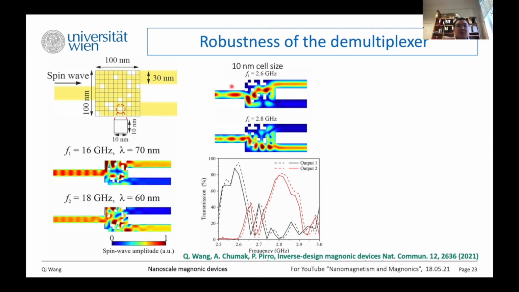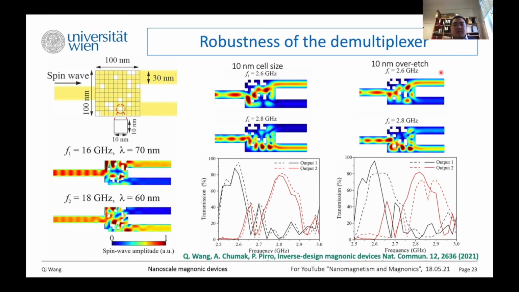In the simulation, we chose a 20 nanometer cell size, but we also checked smaller cell sizes, which work perfectly too. And in a real experiment, there may be some overreaching during fabrication. We also checked 10 nanometer overreaching. That means the original design size is 100 by 100 nanometer square, but here it is 120 by 120. So it's 40% larger than the design, but the result still works well.